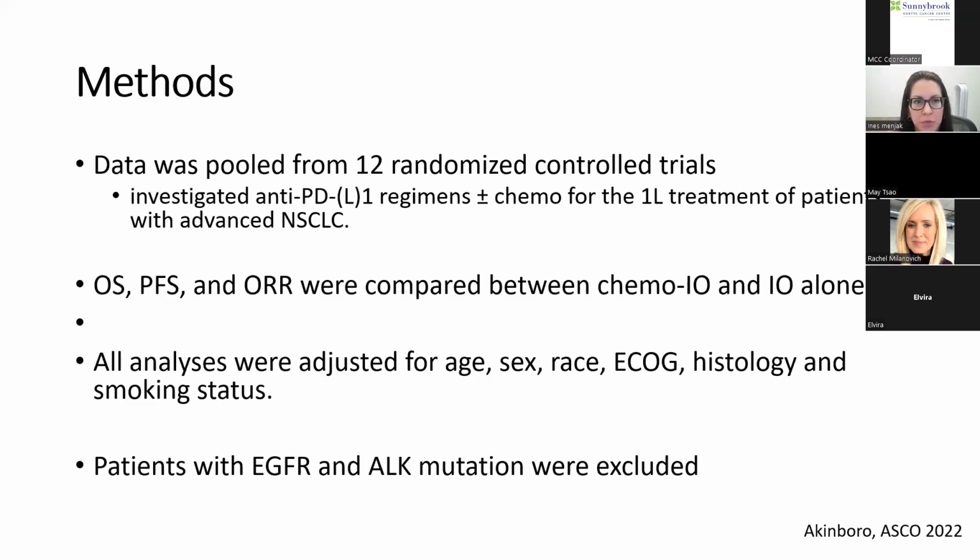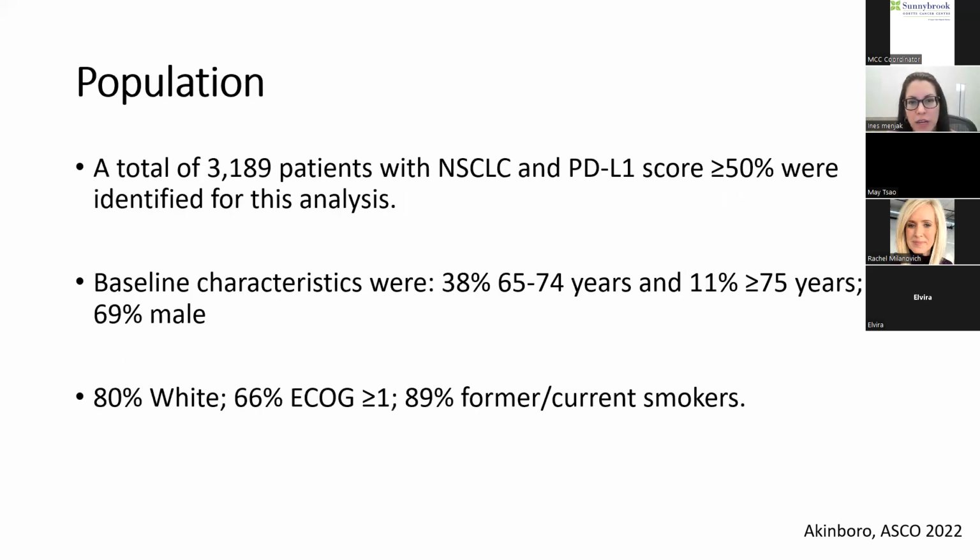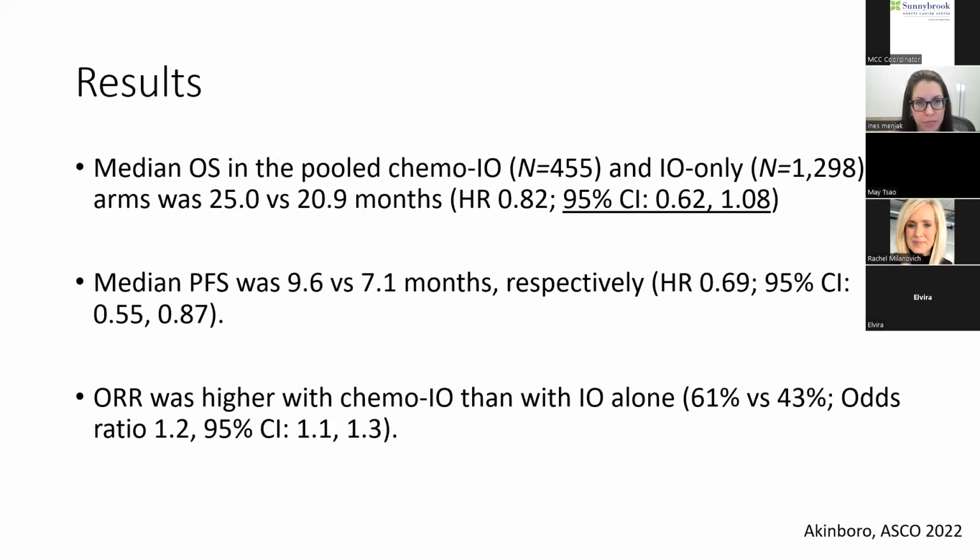They did that using a pooled analysis from 12 randomized trials. They looked at OS, PFS, and ORR, so objective response rate, between the two groups. They adjusted for important predictive factors and excluded patients with EGFR and ALK mutations. They had over 3,000 patients included in this analysis, most of which were under 75 years of age, most of which were male and white.